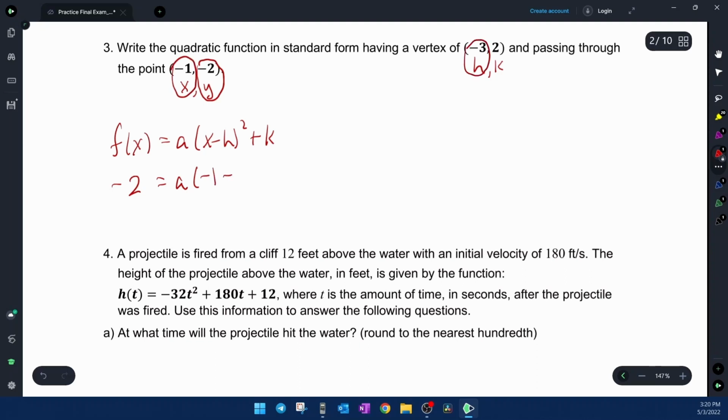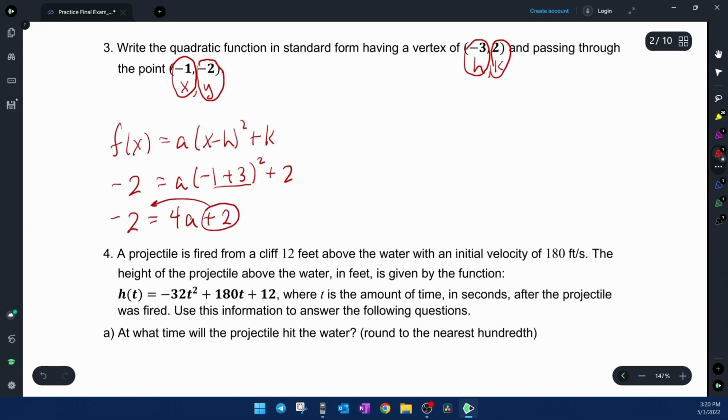Minus h is negative 3. Minus a negative makes it a plus. 3 squared plus k is 2. And then we can solve for a. Negative 2 equals negative 1 plus 3 is 2. 2 squared is 4. A plus 2.